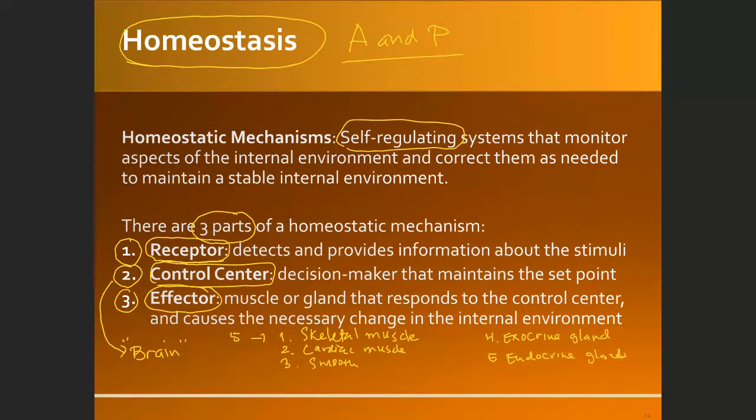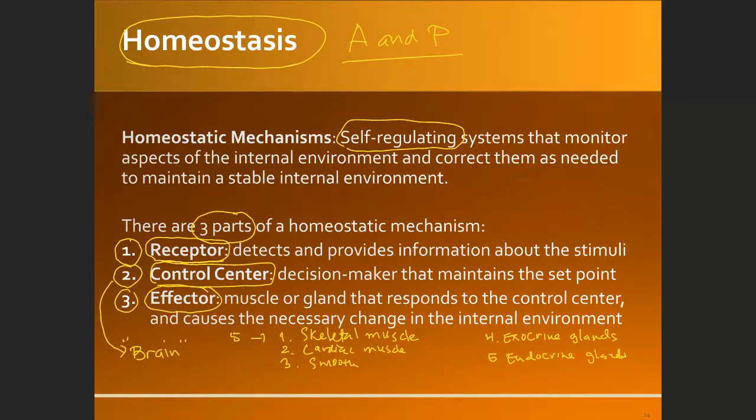So these are the 5 types of effector in our body, the organs that will perform action based on the order coming from the brain, from the control center. And when the control center produces the order, it is based on what type of stimulus is coming from the receptor. So the receptor gives information to the control center, and the control center gives orders to the effector to perform action.